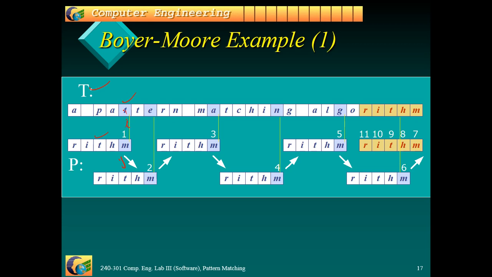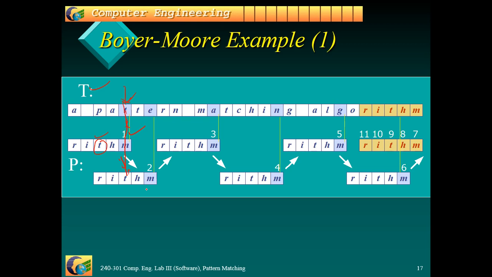What is case 1? In case 1, you look at this mismatch character T: is it available in the pattern? Yes, it is available. Is it possible to align that character by shifting the pattern to the right? Yes, it is possible. So it comes under case 1. Under case 1, you align the last occurrence of T in the pattern with T of I. You can see here, you are aligning this T.